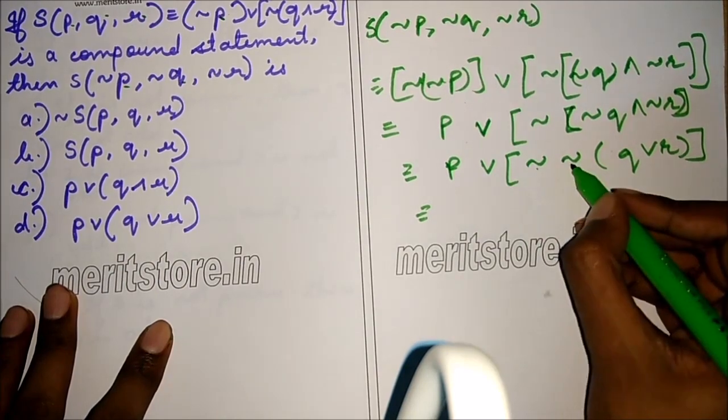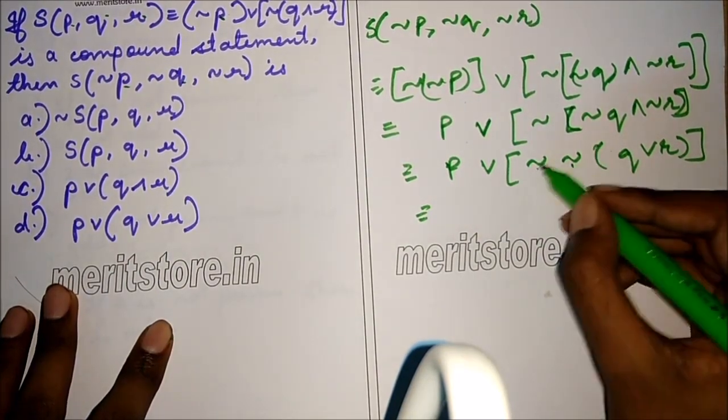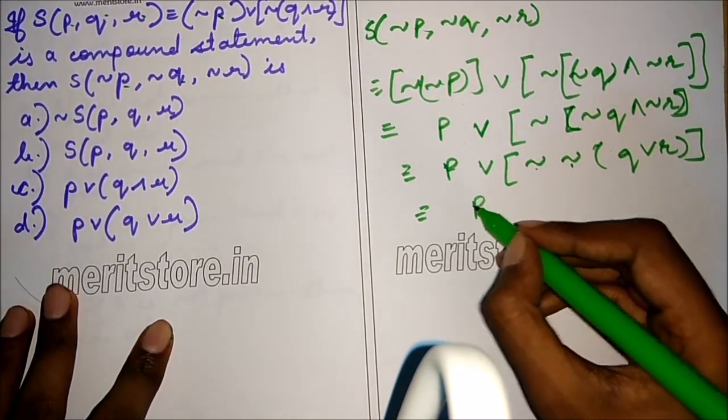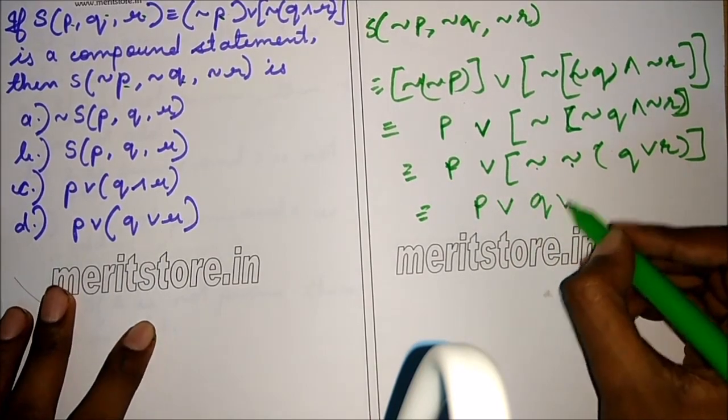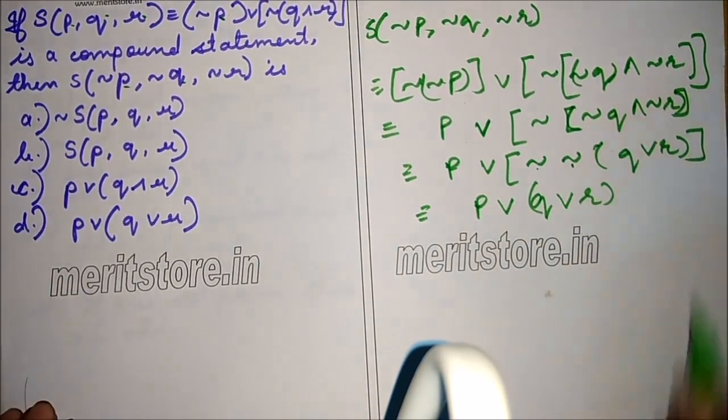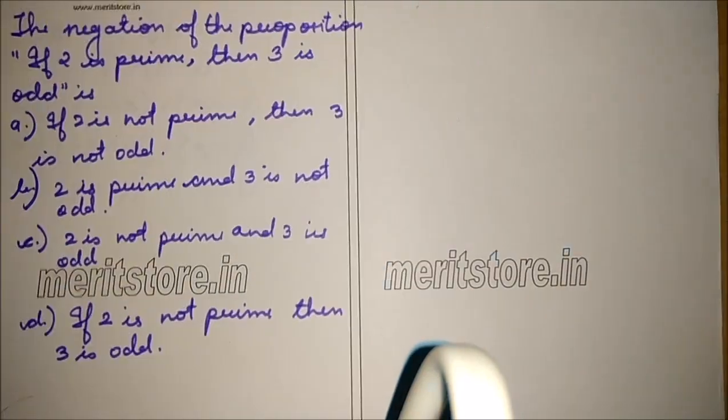This is equal to negation of negation is negation gets cancelled out, so this will be P or Q or R, which is option D.